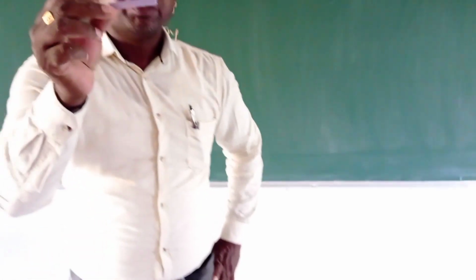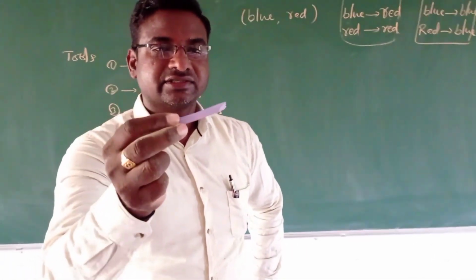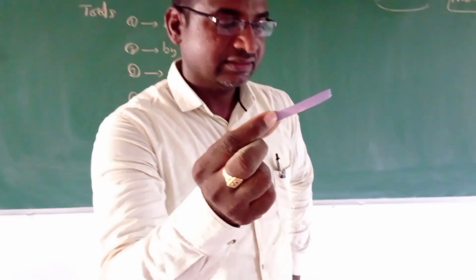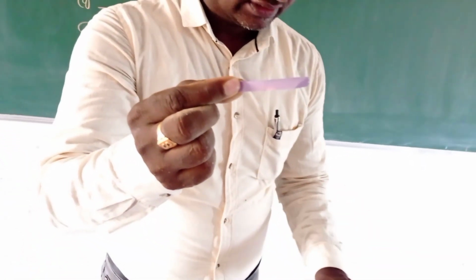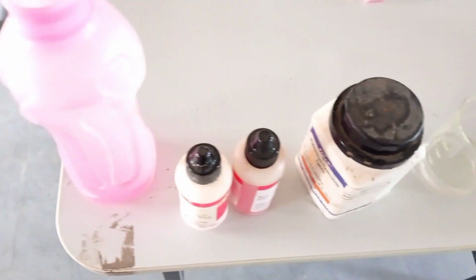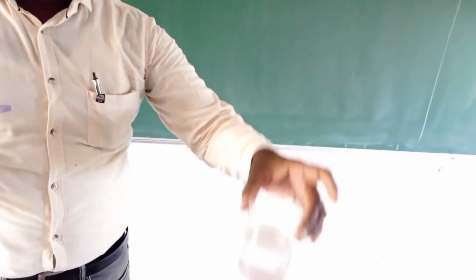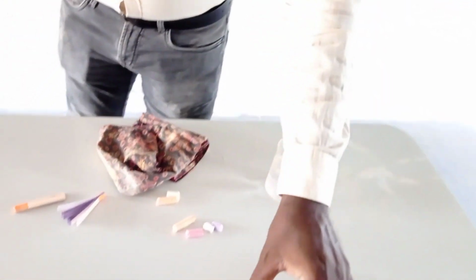This is the blue litmus paper. So we are observing here blue color. Now we have some acids and bases with us. Now this is actually, I have taken basic solution, and this is acidic solution.